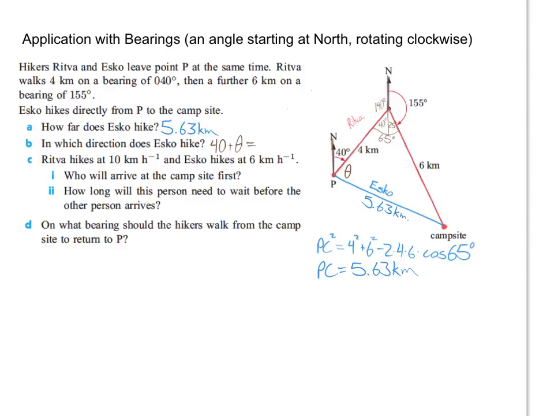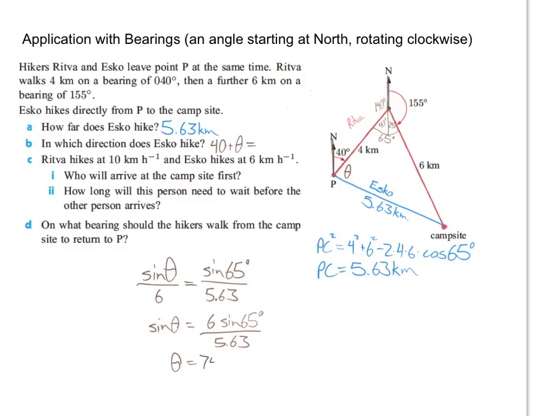Okay? Now we can use sine. Yeah, law of sines. So sine of theta over 6 equals sine of 65 over 5.63. Work it out. Multiply by 6 on both sides and do our inverse sine. And what do we get theta equal to? 75. 75.0. Okay? So if we round to 1 decimal, that'd be 75.0.